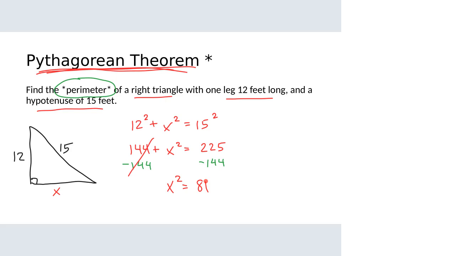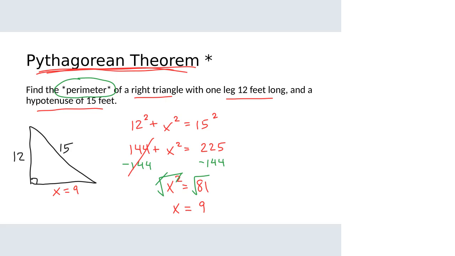One last thing to do to solve this equation is I need to get rid of squaring. So I'm going to square root on the left. Those will cancel. Square root on the right. And when I do that, I get x is equal to the square root of 81, which is 9. This is good. I just found out that this x down here is 9. I found out that the missing leg had a length of 9. And that's great. That's really good.